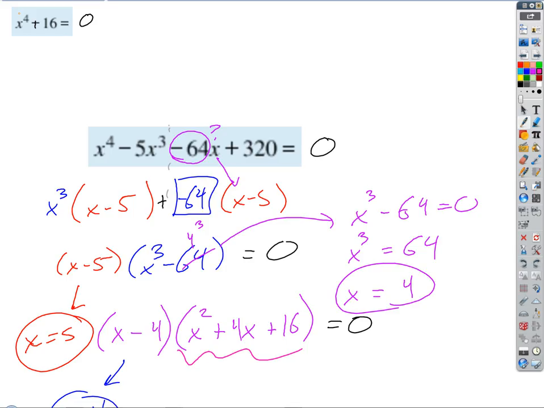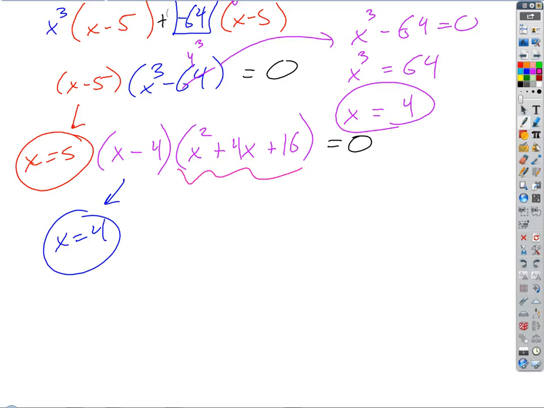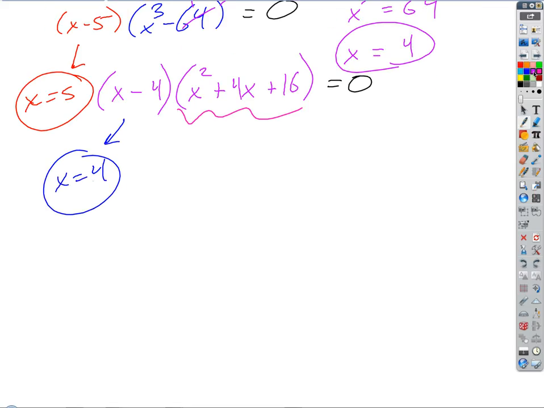Let's take one quick look at that. If I set this equal to 0, I do have a quadratic equation, right? And so I am going to get some solutions. They just may not be real. So what if we did that? What if we applied the zero product property and actually set this one equal to 0?